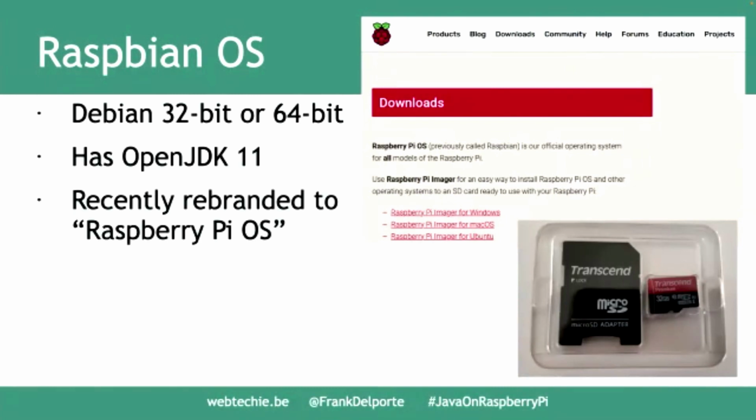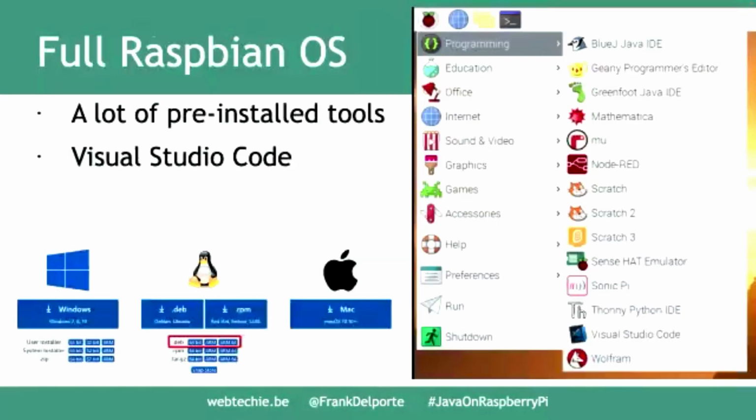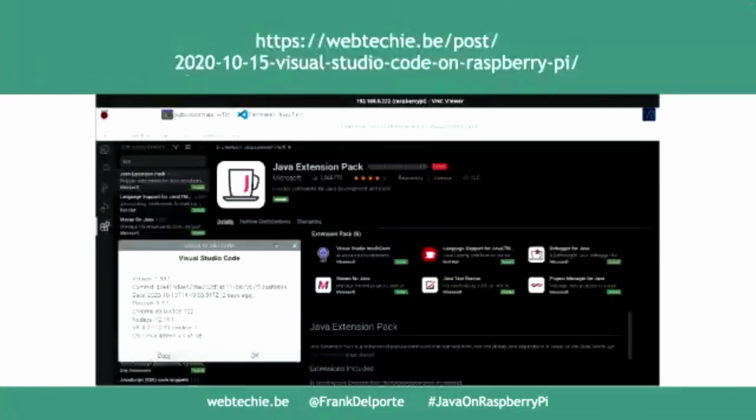One of these Raspberry Pi OS versions that you can install with the Raspberry Pi Imager tool on an SD card even has OpenJDK 11 installed. So if you go for the full Raspberry Pi operating system, you get OpenJDK 11 and a lot of additional tools. You see here in the start menu that there are a lot of programming tools available. Visual Studio Code by default is not part of it, but you can just install it. It has been released specifically for the Raspberry Pi, so Visual Studio Code, which has extensions for Java, runs fully on Raspberry Pi.